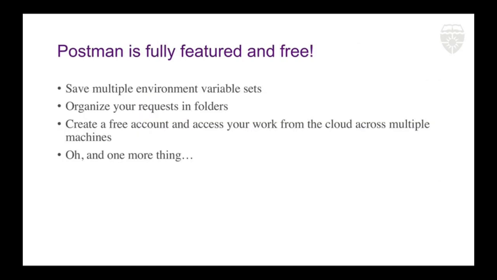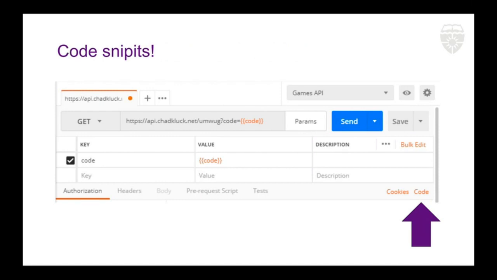Postman is fully featured and it is free. As I said, you can save multiple variable sets. You can organize your requests in folders. And if you create an account, you can actually have a cloud, so that if you move between a Mac or home or PC or whatnot, all your information is there. You can organize them in folders and subfolders, so you can keep things organized. If you have your Ex Libris APIs, your SpringShare APIs, or other APIs, you can keep them all separate. Or if you're working on a project, you can say, these are the APIs I'm using for this project.